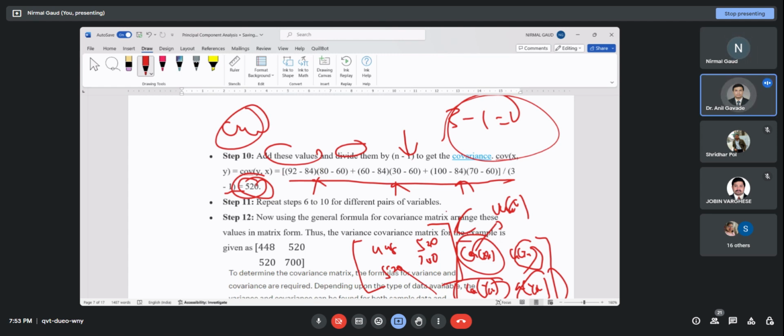Yes, sir, we multiply both. We are going to multiply the differences of both. Then we are going to take the sum of each and everything. Then we are going to divide it by 3 minus 1.